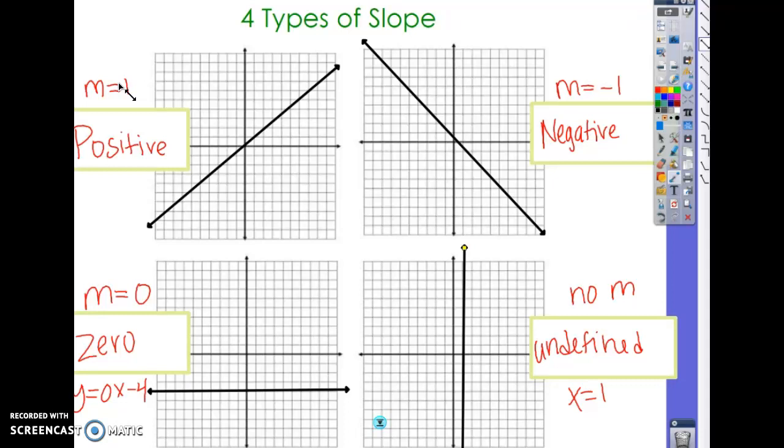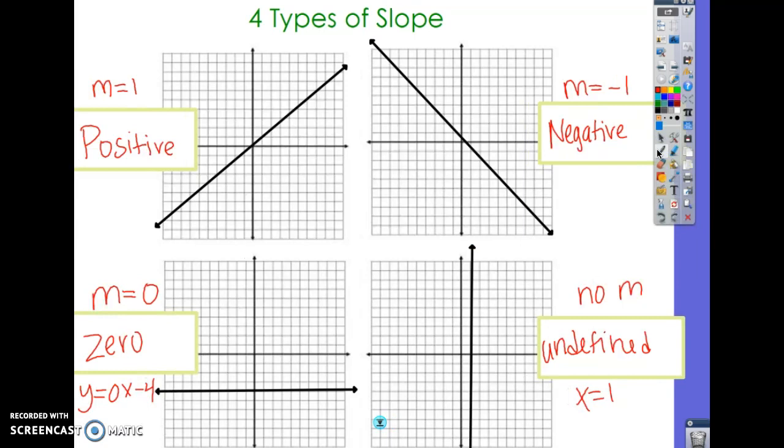We also have the situation where our slope is 0. That's when m equals 0. That is just a horizontal line. So if we're looking at our equation, well, y equals 0 times x minus 4. So an equation with a 0 slope actually doesn't have an x in it. This equation is just y equals -4. Last but not least, we have undefined slope. So if there's no m, an equation would be, for example, x equals some number. So we have x equals 1. That would be the vertical line where x equals 1. Those are our 4 types of slope.